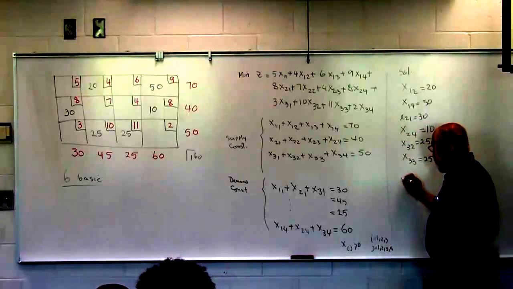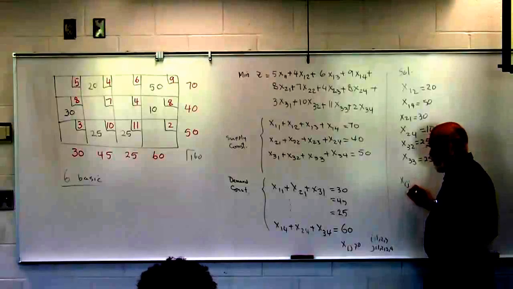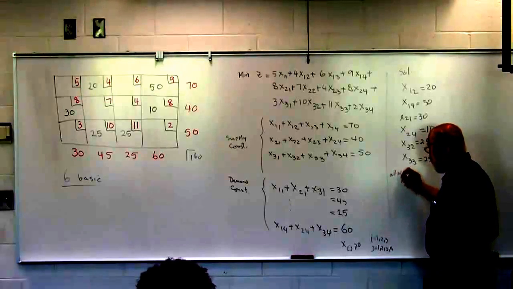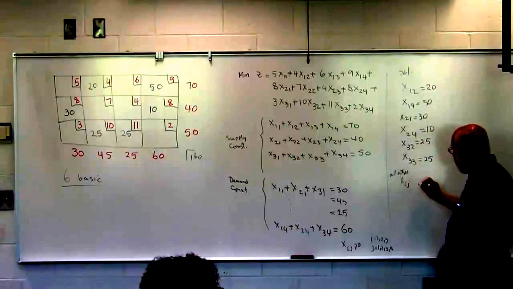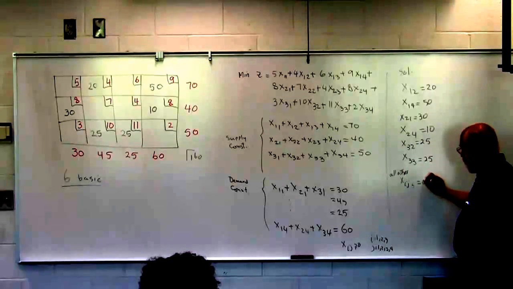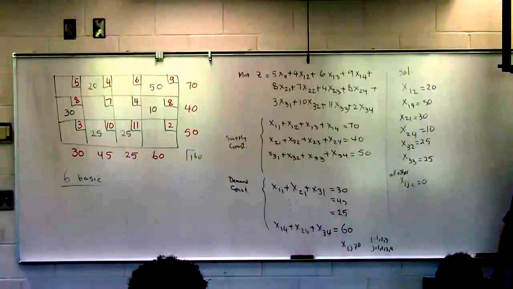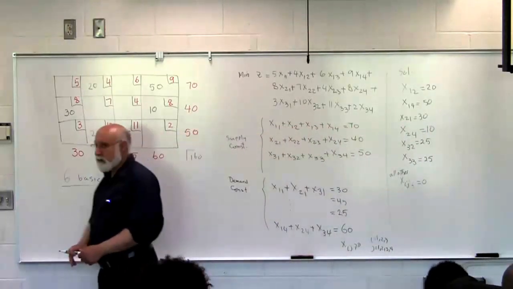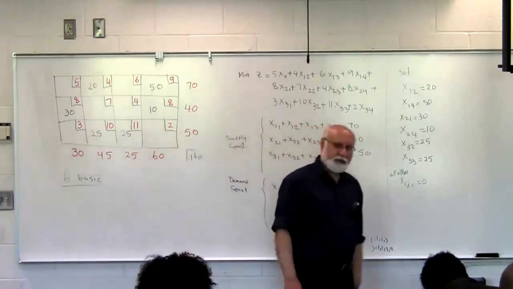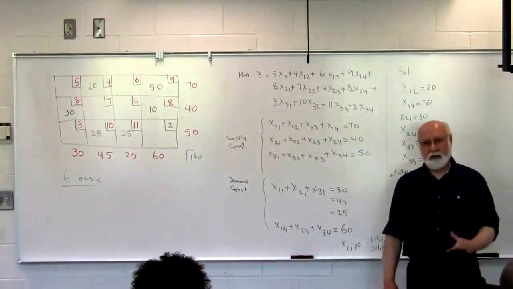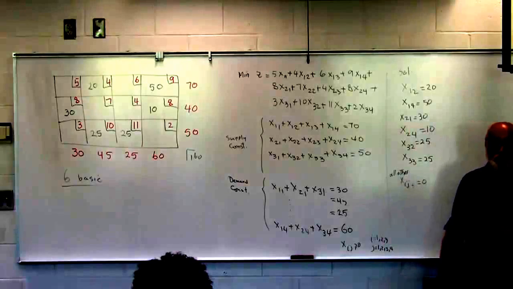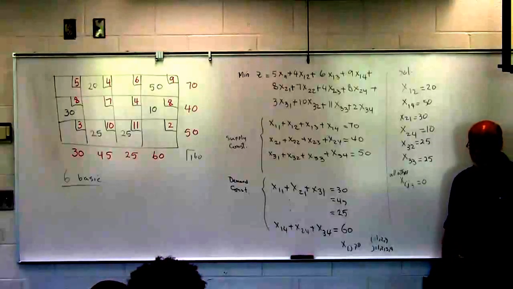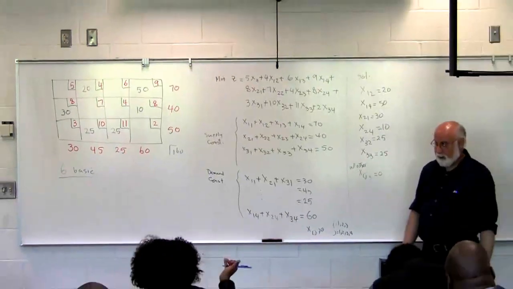I need to say XIJ. You need to say all other XIJs are 0. So you have a solution. You're still not done. What is the solution to an LP? When I say, what is the solution? This is not the only thing that you give. The first thing that you give is actually the value of Z.